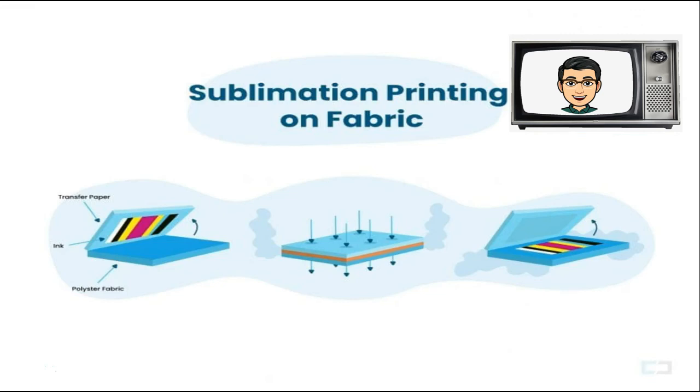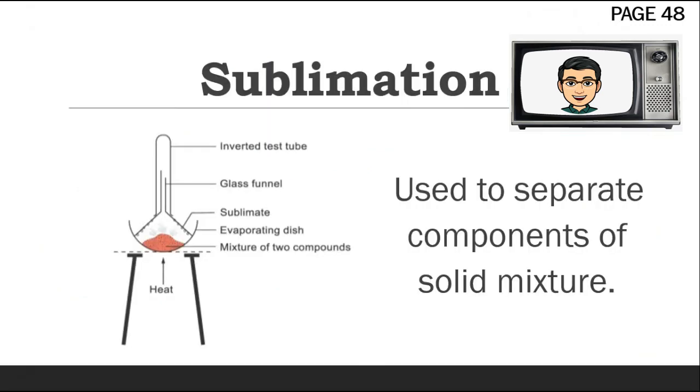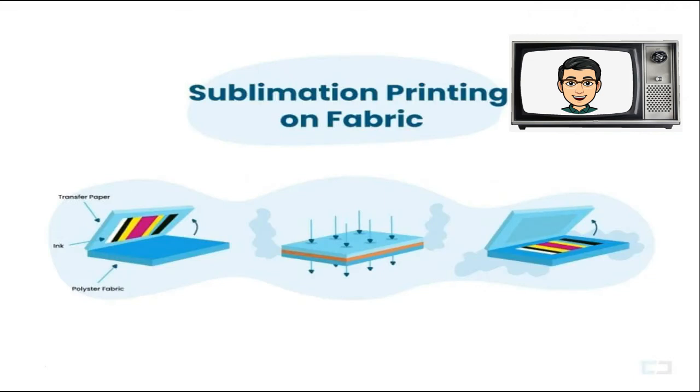Sublimation is also commonly used in how some clothes are printed. Sublimation printing on fabric. Not only these chemicals, but also how we apply it in our daily lives. And of course, for businesses.